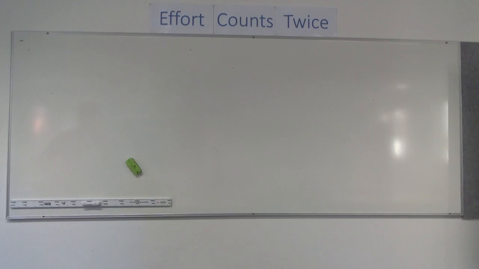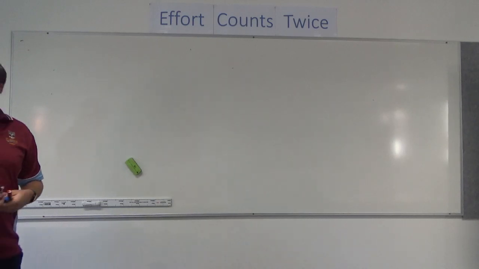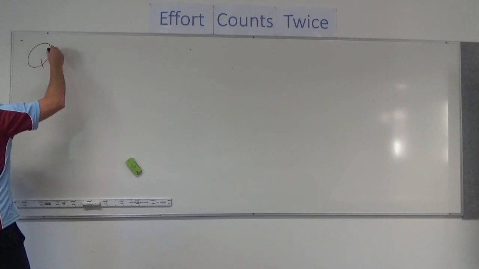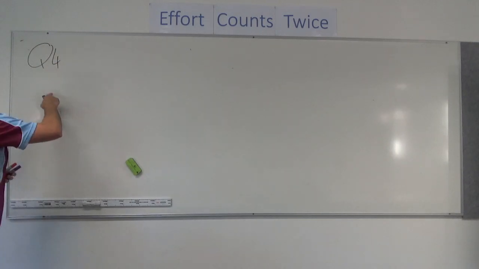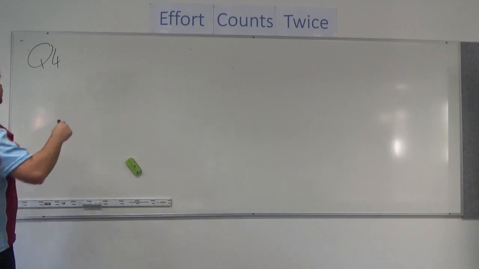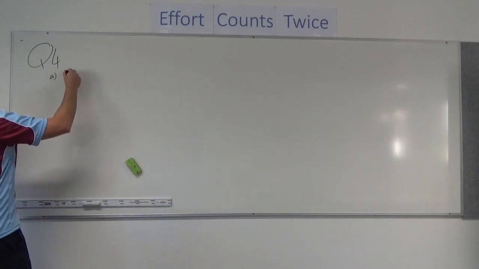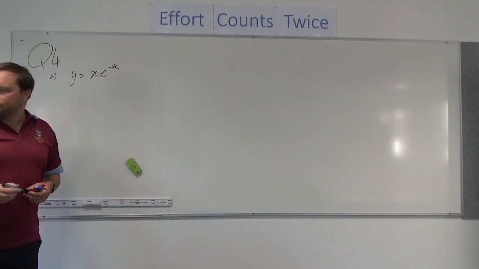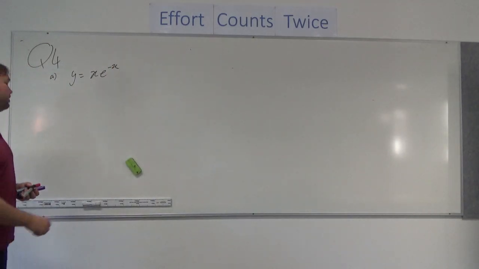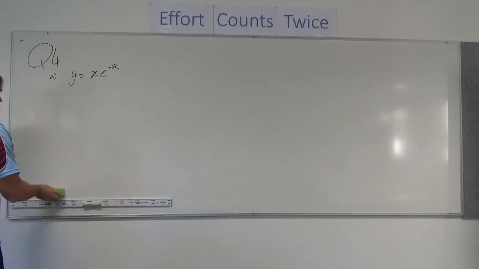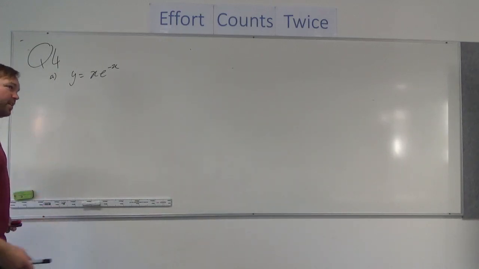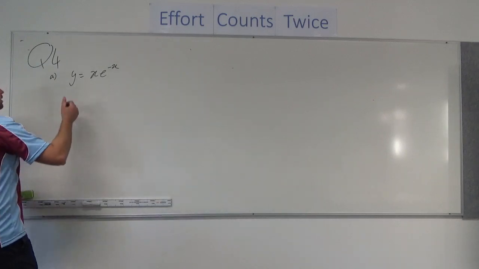Alright. Do 4, shall we? Question 4. We'll do 8. X e to the minus x. Alright. Classify the nature of the stationary points. Differentiate, sign diagram, sub in.